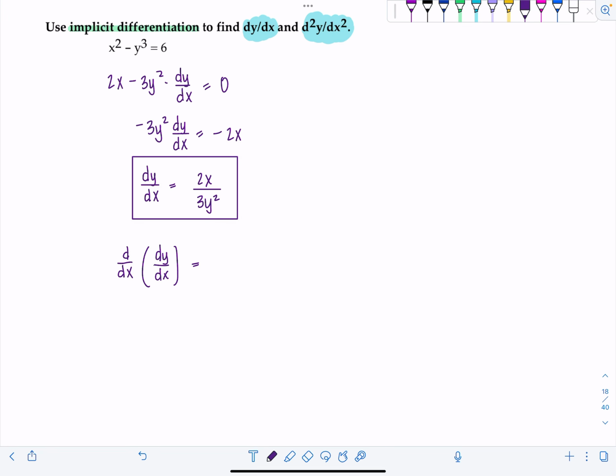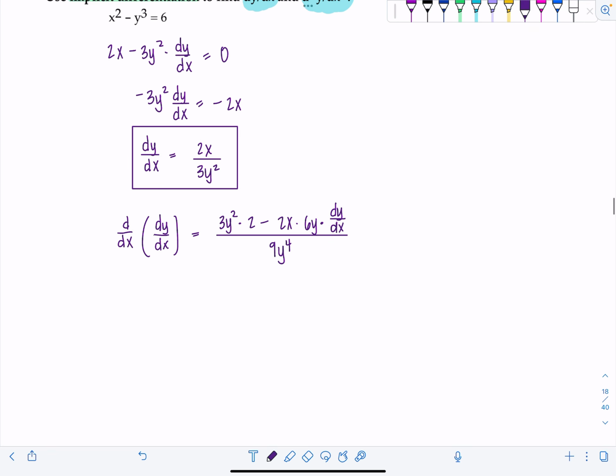Sing along with me. We've got low d high. What's the derivative of the numerator? 2. Very good. Minus high d low. Please be careful. The derivative of the denominator is 6y times dy dx. Good. See? Over low low. So square the denominator. That's 9y to the 4th.